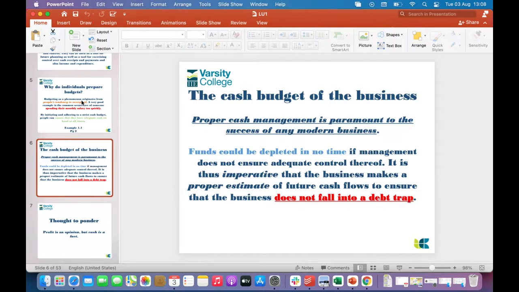Prepare cash management. Proper cash management is paramount to the success of any business. Funds could be depleted in no time if management does not ensure adequate control thereof. It is thus imperative that the business makes a proper estimate of future cash flows to ensure that the business does not fall into a debt trap.